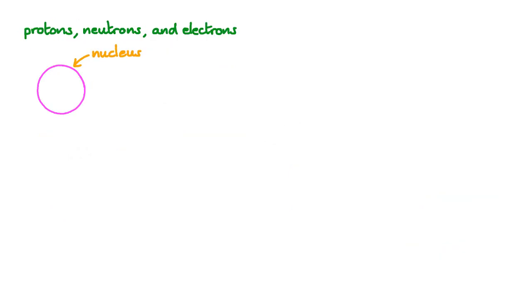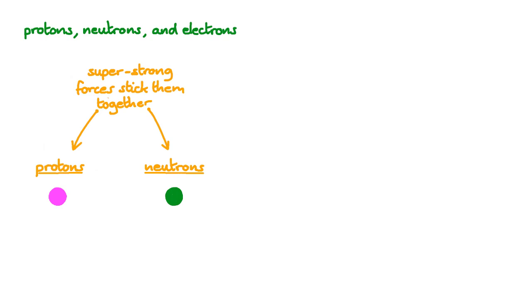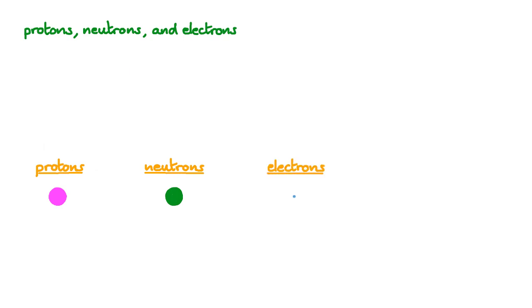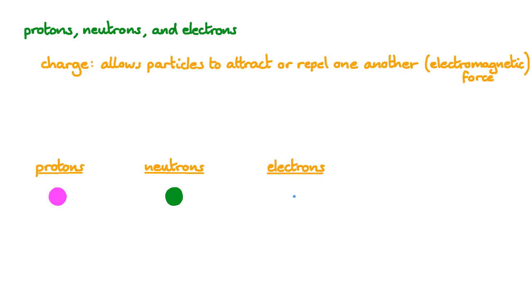Our story doesn't end there. Inside the nucleus, we find 2 more types of particle: protons and neutrons. All you really need to know about these particles is they stick to each other very strongly, so the nucleus is very hard to break apart. The other thing we need to understand to appreciate these subatomic particles is a property called charge. Charge is a property of a particle which allows the particle to attract or repel other particles with charge.